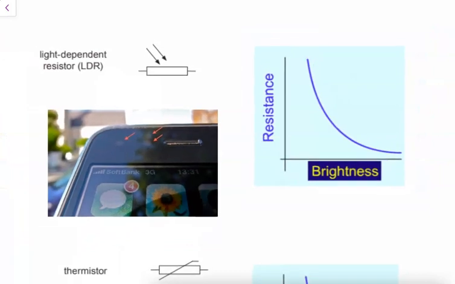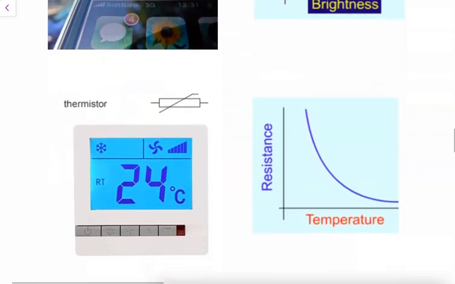That's one version of light-dependent resistors. There are others as well that can be used. The next one we want to talk about is a thermistor.